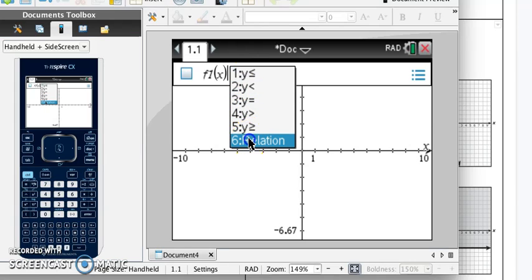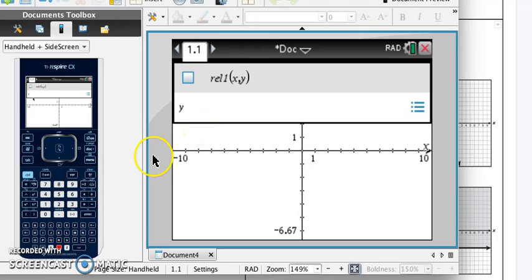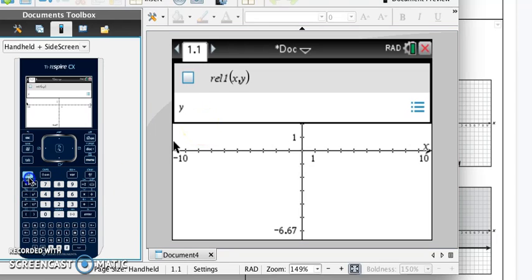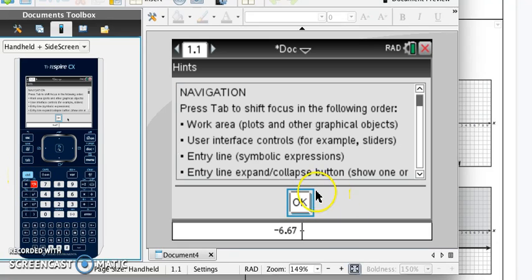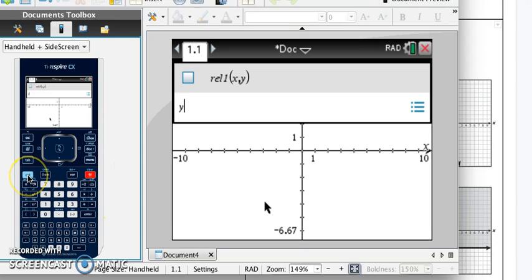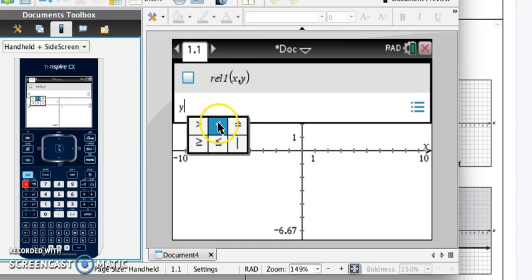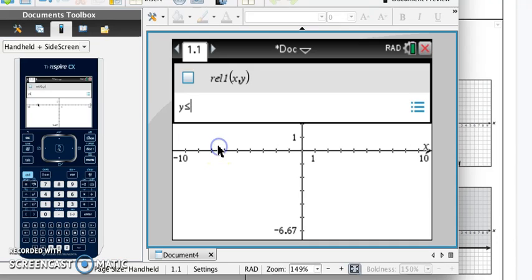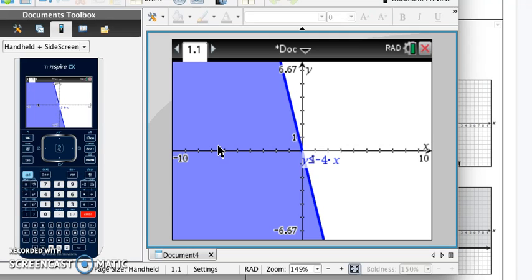So I'm going to show you with relation that I'm going to type y, and then if you press Control equal sign, sorry, delete that. Control equal sign pulls up these inequality symbols. So I want the less than or equal to, and I'm going to type negative 4x and press enter.